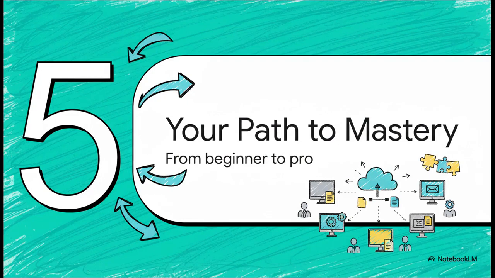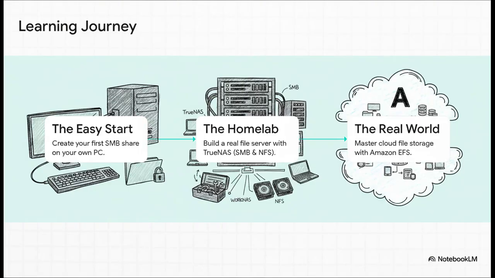Okay, the theory is great, but how do you actually learn this stuff? I'm a huge believer in hands-on learning, so let's map out a really clear path that can take you from total beginner to an absolute pro. Here's your journey. You can start literally right now by creating a simple SMB share on your own computer. Then, when you're ready, you can level up by building a real file server in a home lab using a fantastic tool like TrueNAS. And finally, you can take all those skills to the big leagues and master them in AWS, solving real-world business problems.